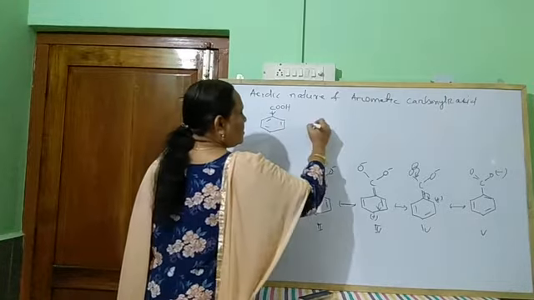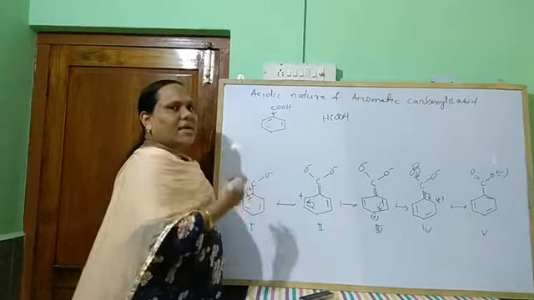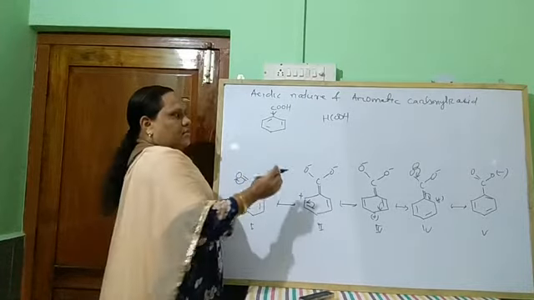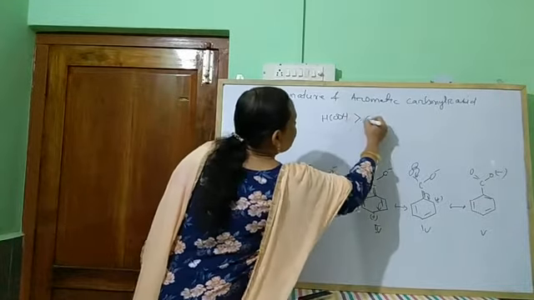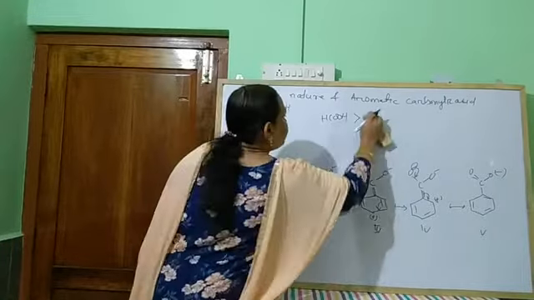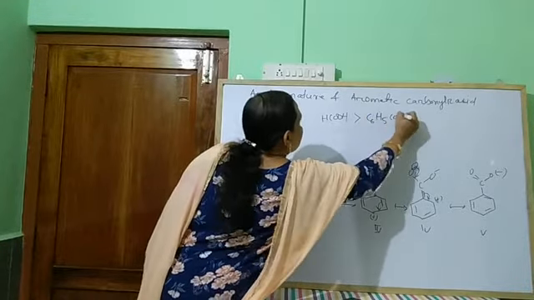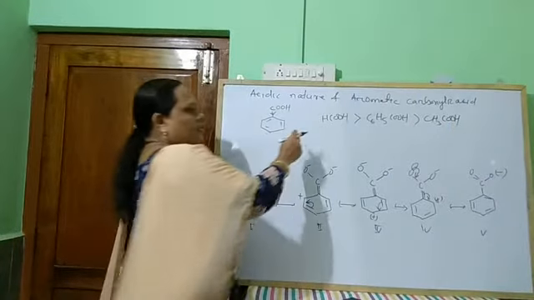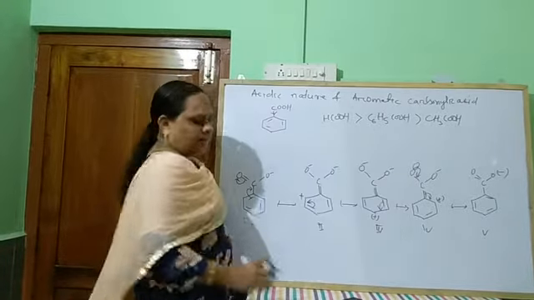So benzoic acid is weaker than formic acid, and due to its minus I effect, it is a stronger acid than any other simple aliphatic carboxylic acid. So this is formic acid, this is benzoic acid, and this is acetic acid. This is the decreasing order of acidic strength of formic acid, benzoic acid and acetic acid.